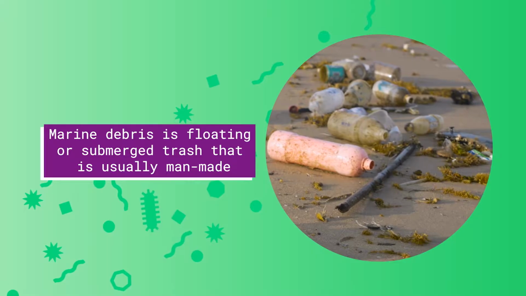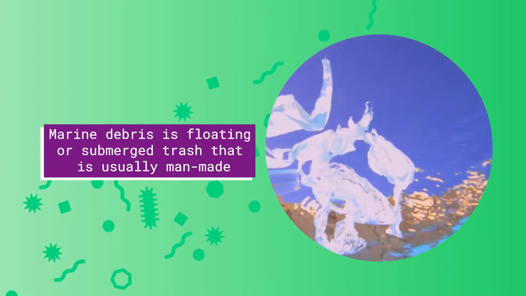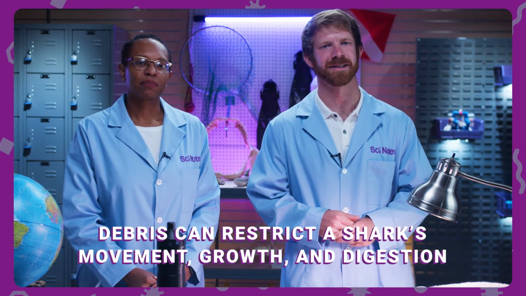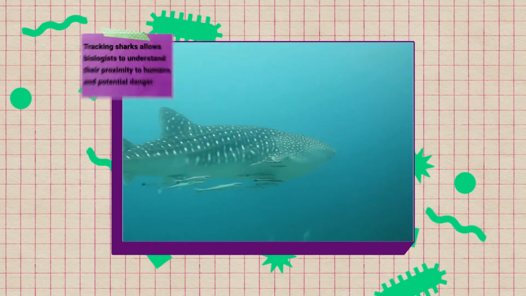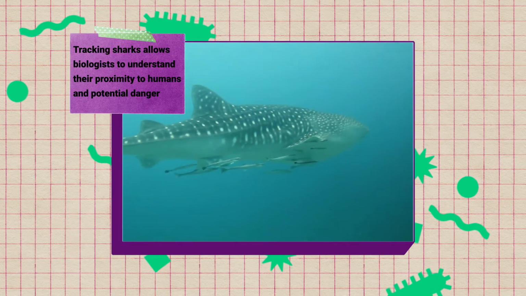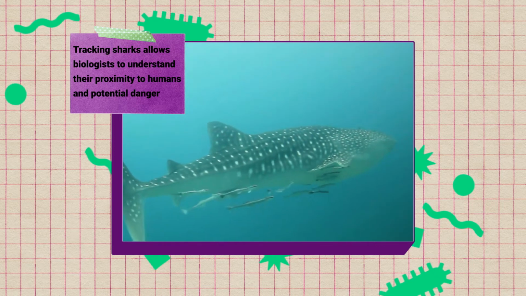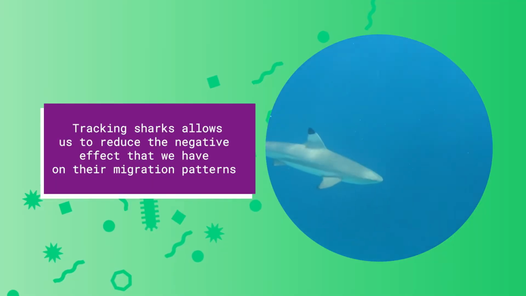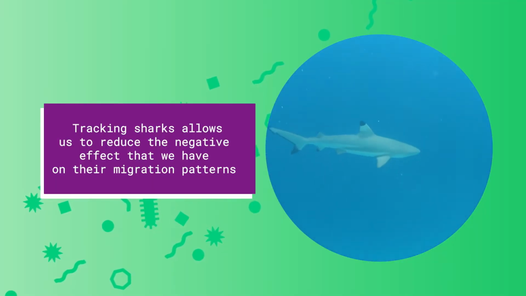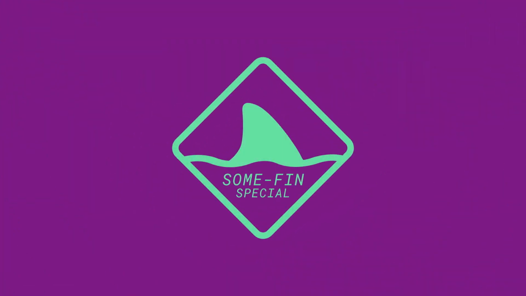Migrating marine animals travel long distances and often encounter marine debris. Marine debris is floating or submerged trash that can be ingested or entangle the animals, restricting their movement, growth, and digestion. Tracking sharks allows us to know their proximity to areas of high human activity, like developed shorelines and fishing areas, which could increase their probability of ingesting plastics or getting entangled in fishing gear. It's important to be able to track marine life so that we can understand how humans affect their migration patterns. It's our responsibility to respect these creatures' homes and cohabitate with them peacefully.